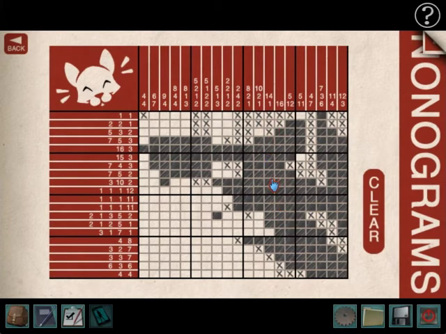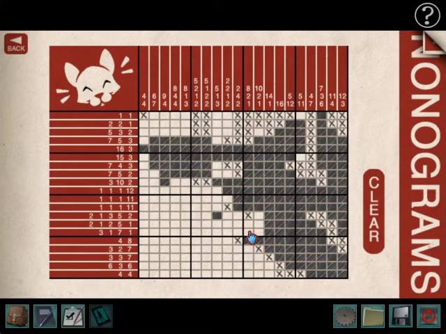14, let's see, 5, 6, 7, 8, 9, 10, 11, 12, 13, okay. So one of these is a 1, but we don't know which. It's probably going to be this because there's more squares to fill in here than there are down there. But again, we don't really know. 8, 2, and 1, huh? Not enough to really make any qualified judgments.